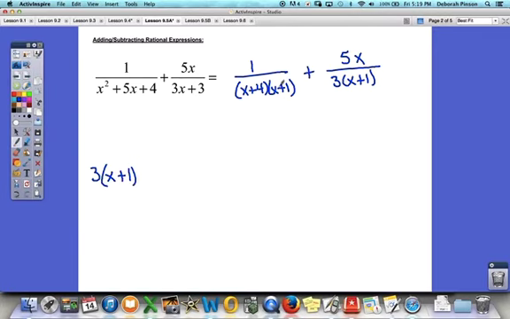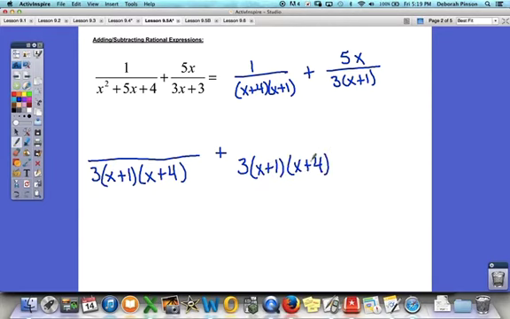Okay, coming back over here, and I did the second one first just because it had the 3 in it. I already have the x plus 1, but I need the x plus 4. That's how I'm going to get my common denominator. And I'm going to go ahead and write it in a second time here for my second fraction.